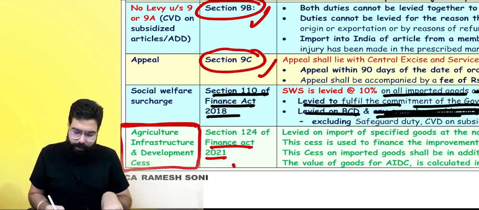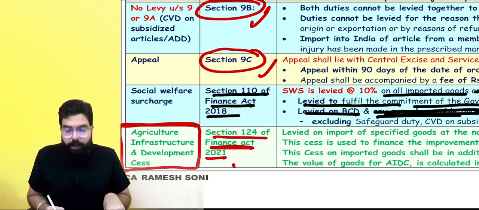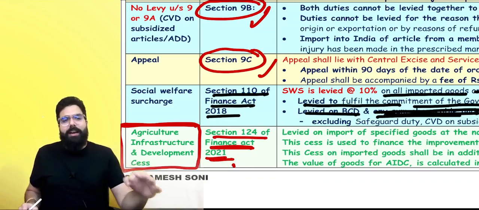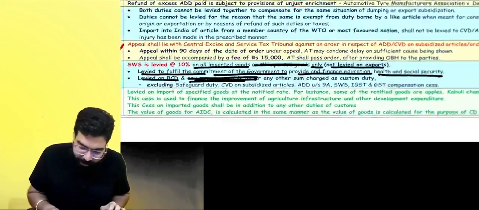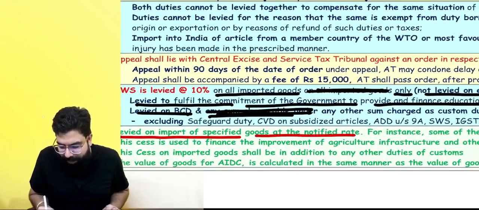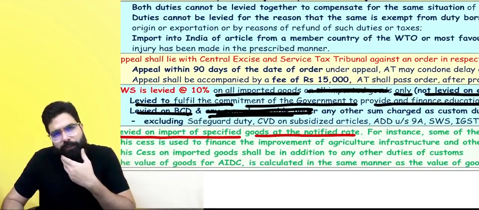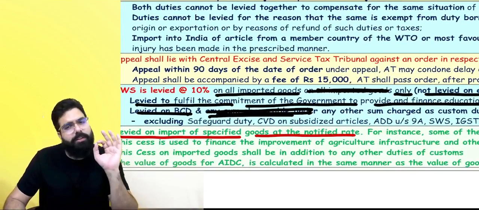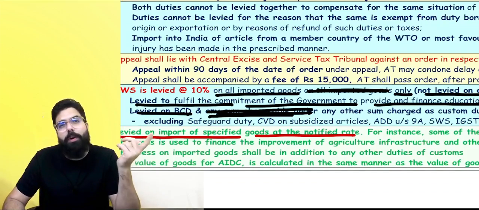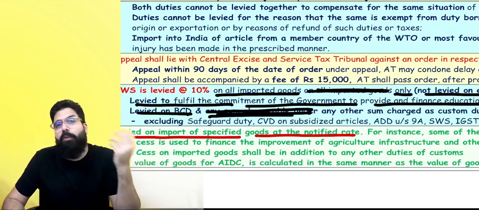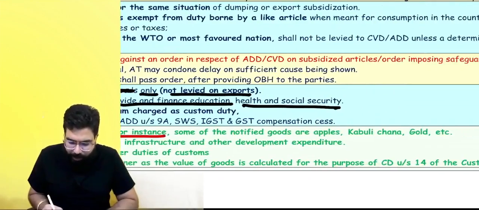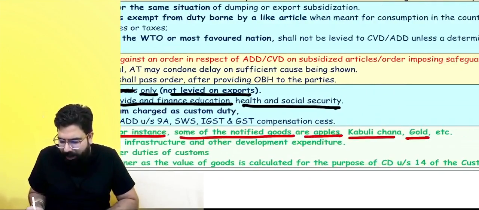So, sir, section number 124 of the Finance Act 2021 introduced agriculture infrastructure and development cess. Sir, on what is it levied? It is levied on import of specified goods at the notified rate. So basically the government will notify the rate and it will be applicable only on some specified goods which are told. Now, on petrol, if I'm not wrong, 2.5 rupees is notified. On diesel, 4 rupees is notified. This way, the government will notify the rate. For instance, some of the notified goods are apple, kabli chana, gold, silver, etc.